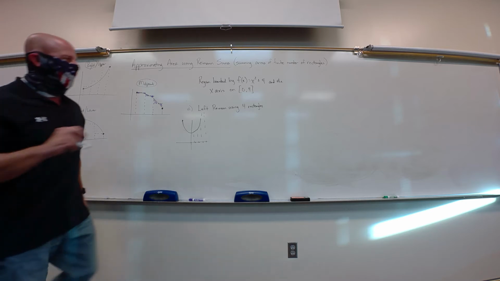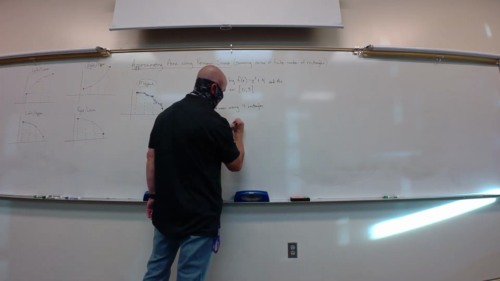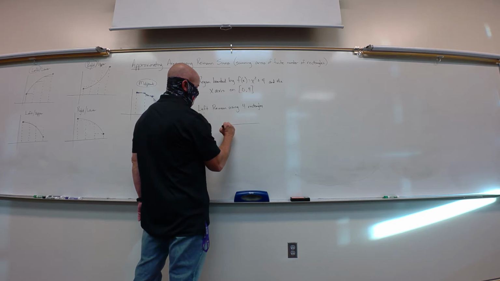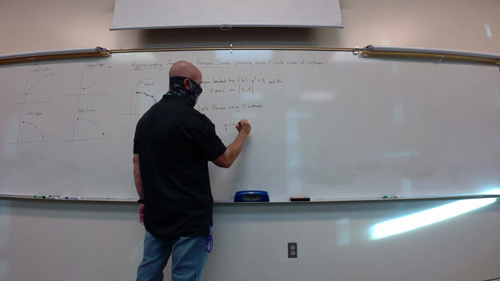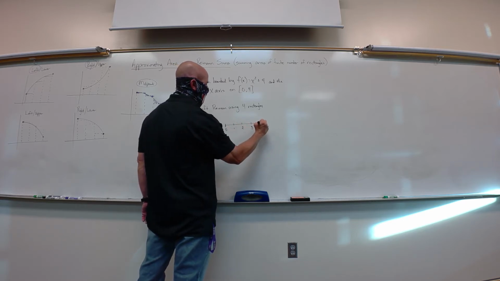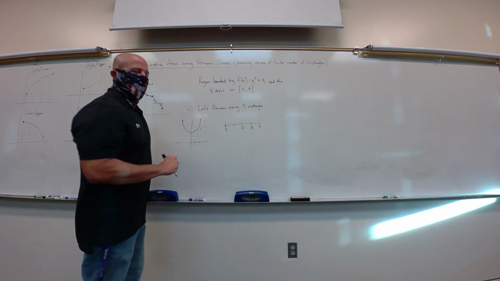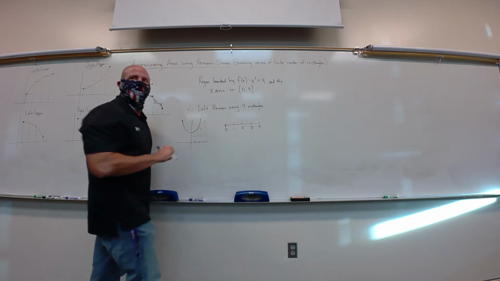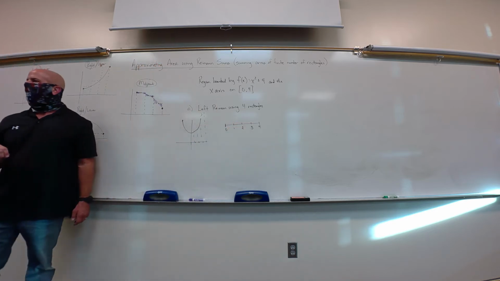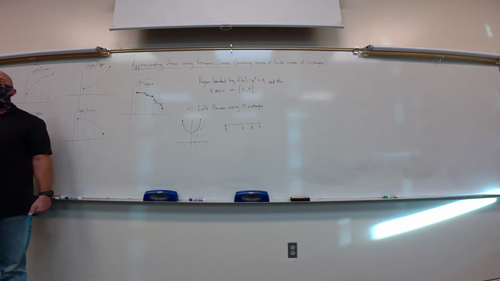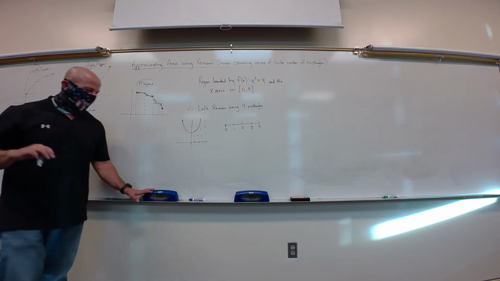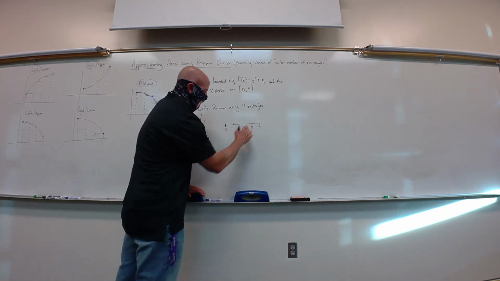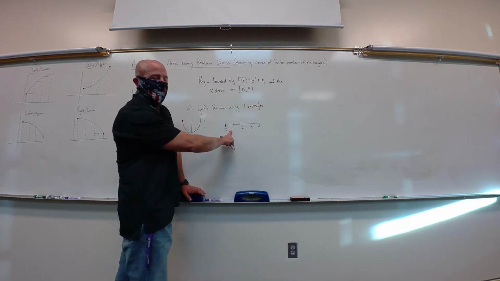So if I am going from 0 to 4, there's 0, 1, 2, 3, 4. Well, there's 1 rectangle, 2 rectangles, 3 rectangles, 4 rectangles. That means the total is 4. Everyone agree? Width of each one. Excuse me, the width of each one is 1, yes. All right, so I've got 1.